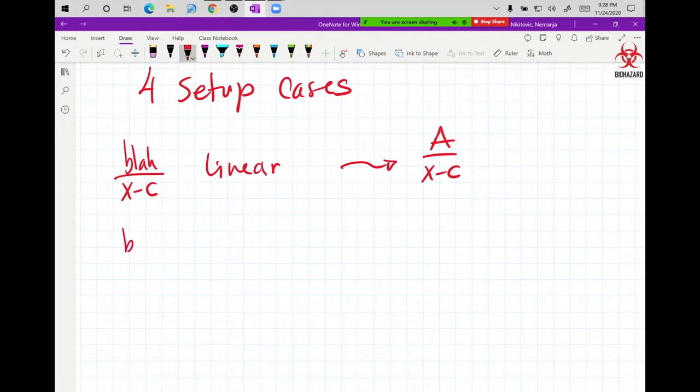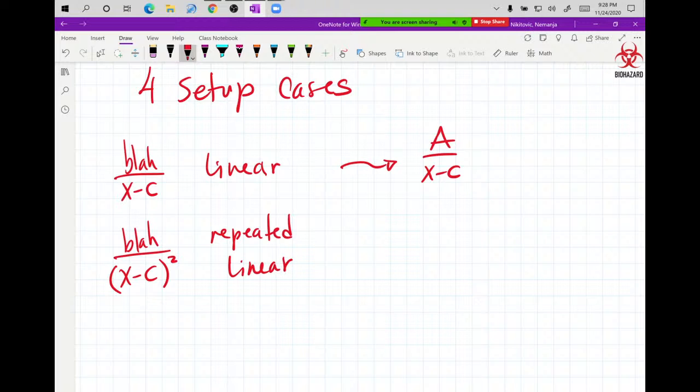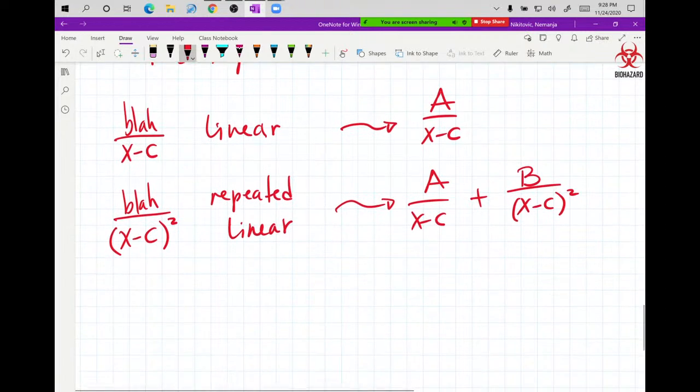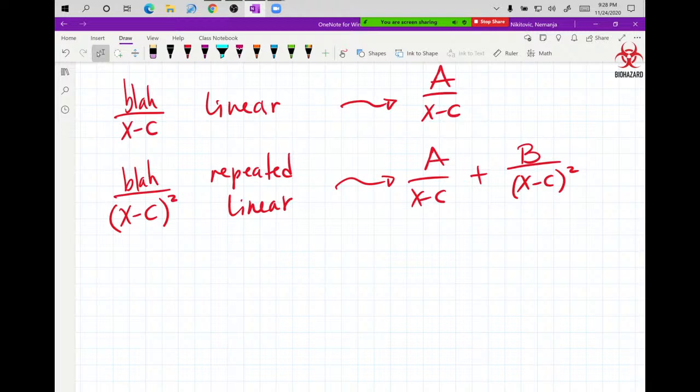The next one over here is blah over (x minus c) squared, which is repeated linear. And that one will have A over x minus c plus B over (x minus c) squared. Now we are going to do examples of this so you guys can see not just the setup but also the calculation, even though we already did 2 or 3 in class.